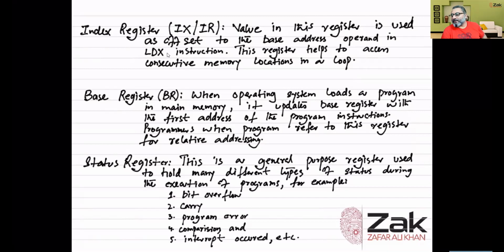This is a general purpose register used to hold many different types of status during the execution of a program. That execution is either arithmetic or logic, because this is used by the arithmetic logic unit. I told you about it. Each bit of it is known as what? Flag. So flags are set and cleared, set and reset. Putting 1 is set, clear or reset is 0.